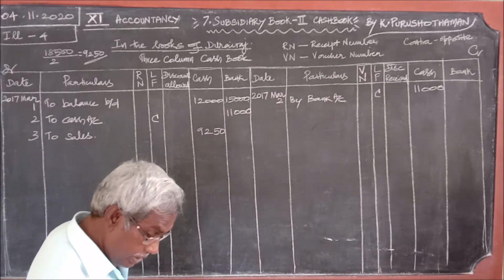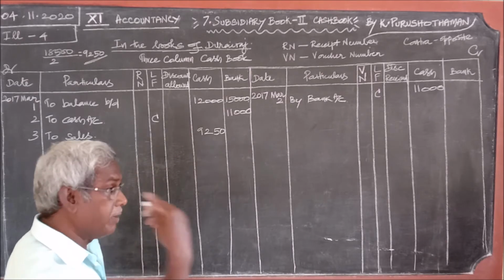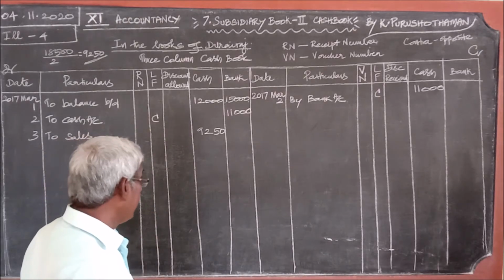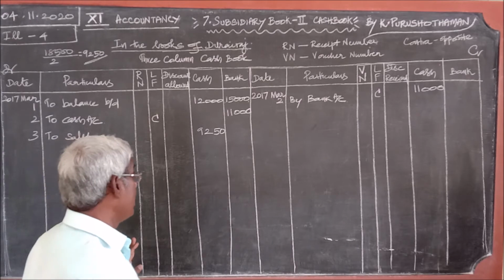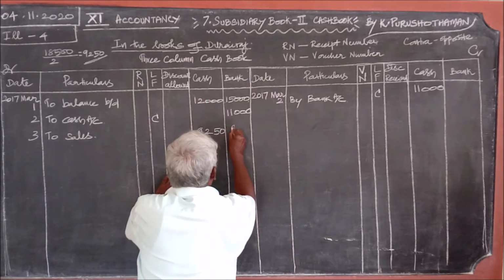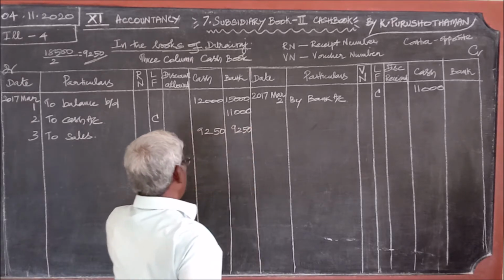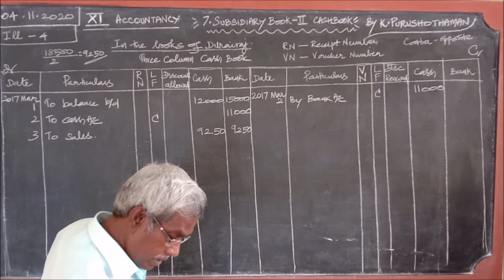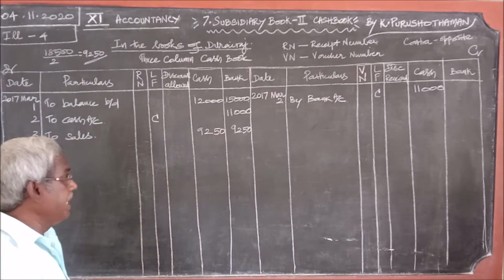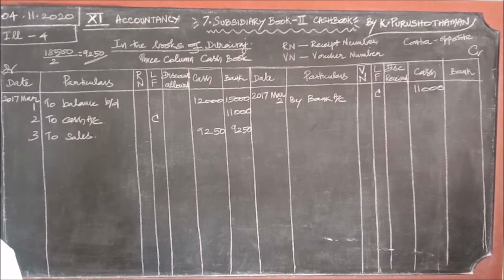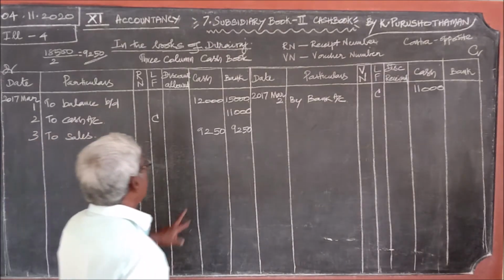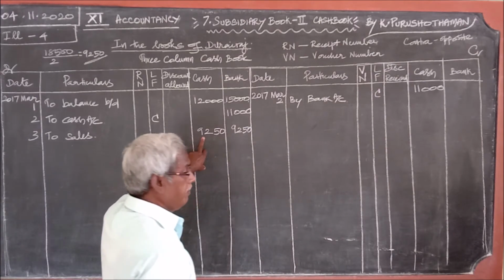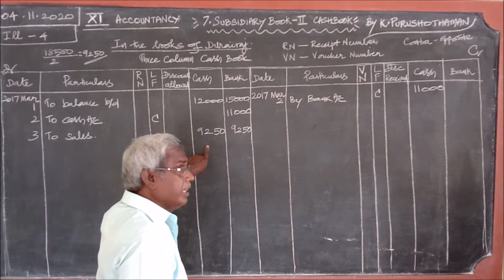But what happens if it is immediately deposited into the bank? Then in that case it comes into the bank, 9,250. You listen carefully, understand it. If the line "which is immediately deposited in the bank" is not given, what you must write? For cash also you should write in the cash column. For check also you should write in the cash column.